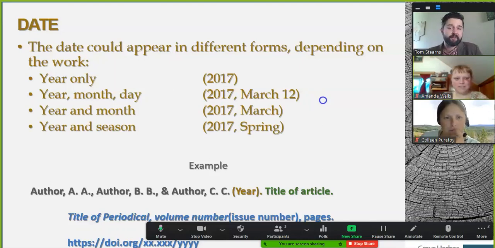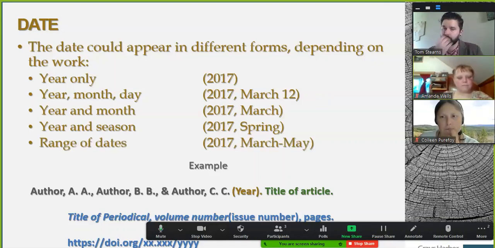The year and the season. Sometimes journals are published on a seasonal basis, so you would provide 2017, comma, and then summer or spring or fall. The range of dates. Sometimes journals are published and they have ranges of dates, like January, February article or edition, the March, April edition, etc. Then you would write them just like that.